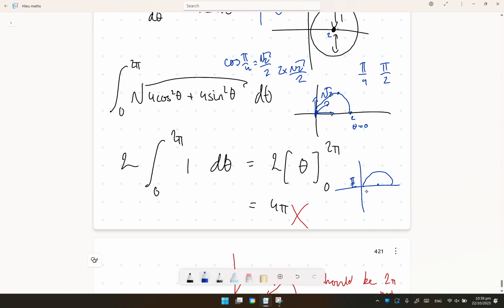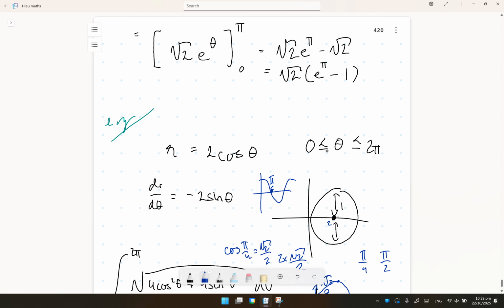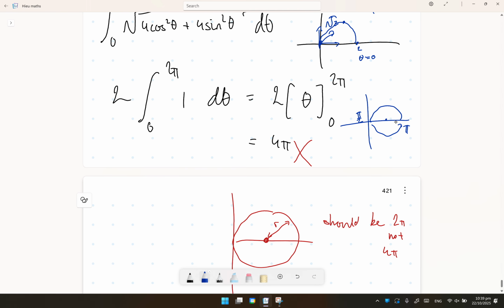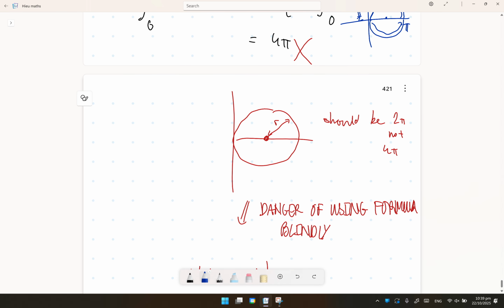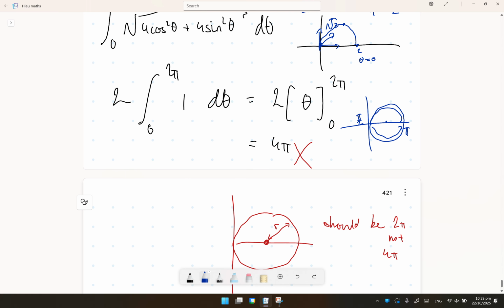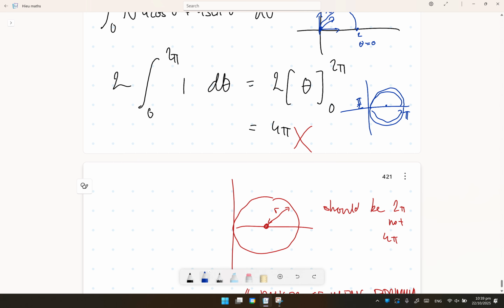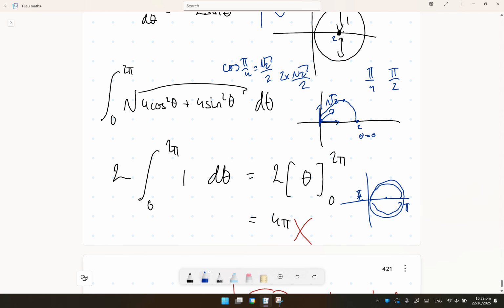That's a circle, right? If it takes pi over 2 to finish half of the circle, then it takes pi to finish a full circle. Therefore, if we were to integrate until 2 pi, we'd end up doing the circle twice, because each circle is a pi, so if it's 2 pi, it's 2 circles. And therefore, the arc length of this should be 2 pi, because it's 2 pi r, and r is 1, so it's 2 pi. If you use the formula blindly, you can get bad results like this. So that's just a thing to keep in mind.